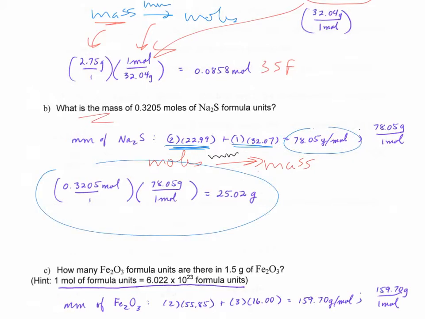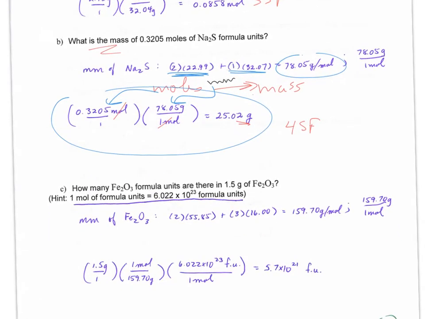So here's the work down here. The first term is the moles that we want to convert. The second term is the molar mass, and no, we don't flip it. Notice that we don't flip it because we want moles to cancel, and they will cancel if we just go ahead and put 78.05 grams over 1 mole. So we're left with units of grams. It looks like we were allowed 4 significant figures. Very good.